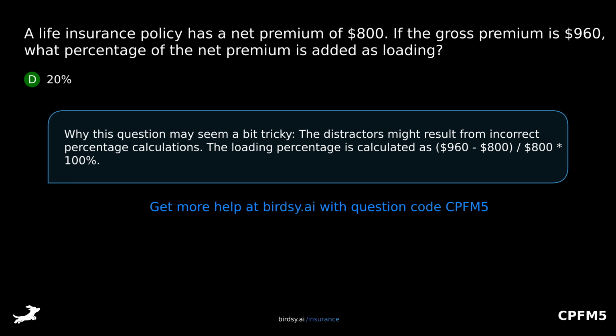Why this question may seem a bit tricky: the distractors might result from incorrect percentage calculations. The loading percentage is calculated as $960 minus $800, divided by $800, times 100%.